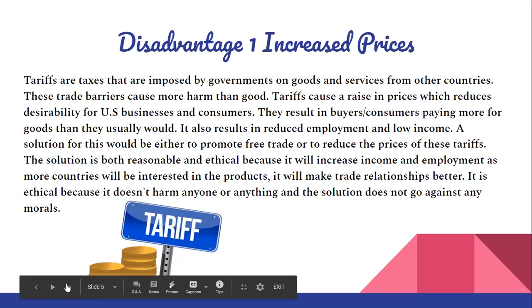A solution for this would be either to promote free trade or to reduce the price of these tariffs. The solution is both reasonable and ethical because it will increase income and employment as more countries will be interested in other products. It will make traders' relationships better. It is ethical because it does not harm anyone or anything, and the solution does not go against any morals.